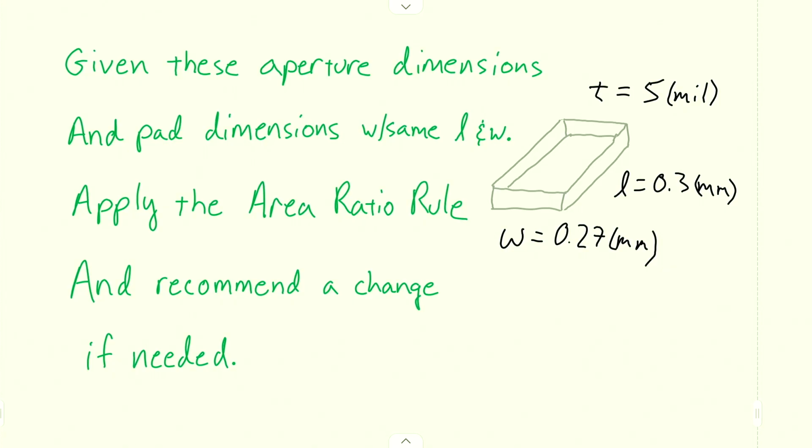Here's the last objective for this section. If you can get this one, then you've got it down. Given these aperture dimensions, T equal to 5 mil, L equal to 0.3 millimeter, and W equal to 0.27 millimeters, and pad dimensions of the same L and W, apply the area ratio rule and recommend a change if needed. Now, it's on to the next section.